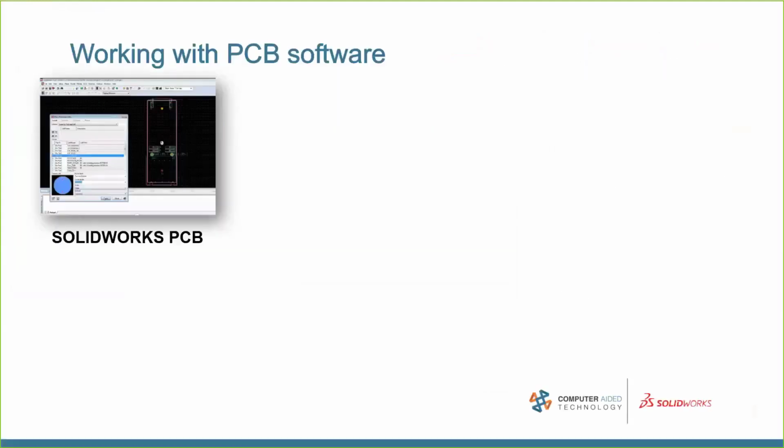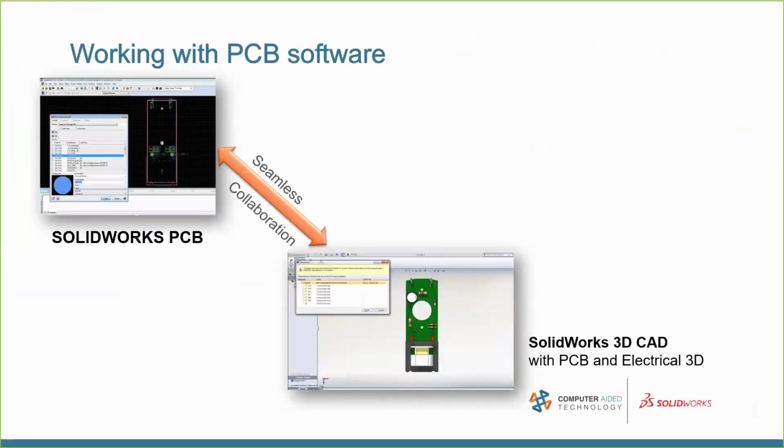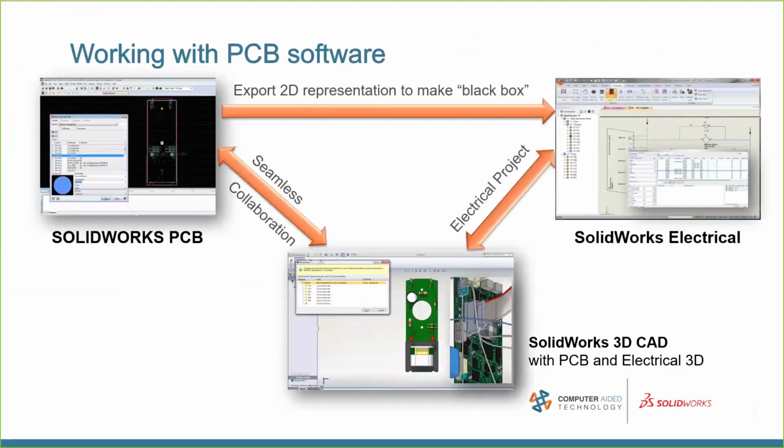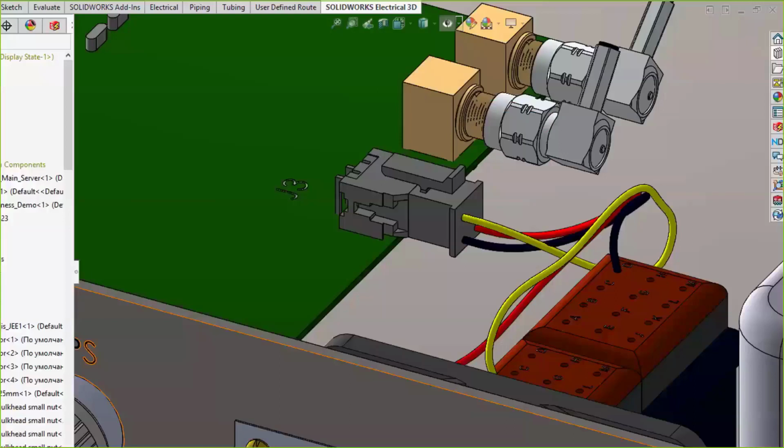So all three products do work together. We've got SOLIDWORKS PCB with its seamless collaboration to 3D CAD. It also can export a 2D representation to make a black box inside of SOLIDWORKS Electrical, which I showed at the beginning, to do your system design, which again collaborates with SOLIDWORKS to route all of your wires and cables. So you can end up with a nice project such as this.